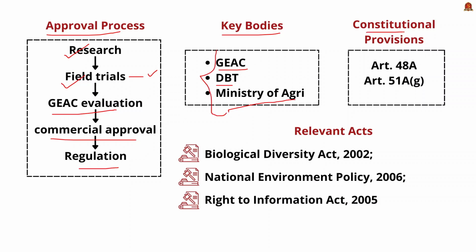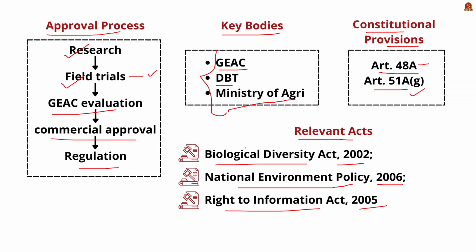Now let us see the constitutional provisions. Article 48A deals with the protection and improvement of environment. Article 51A under fundamental duties provides for the citizen's duty to protect the environment. The relevant acts regarding GM crops: first is the Biological Diversity Act 2002, then the National Environment Policy 2006, and the Right to Information Act 2005. So these three acts are important related to GM crops.